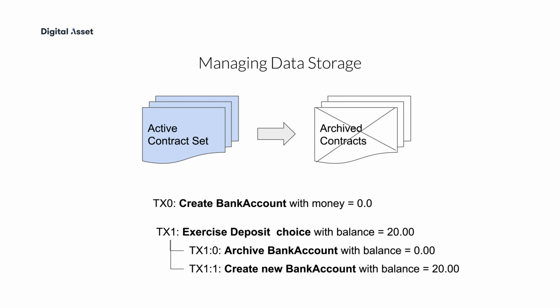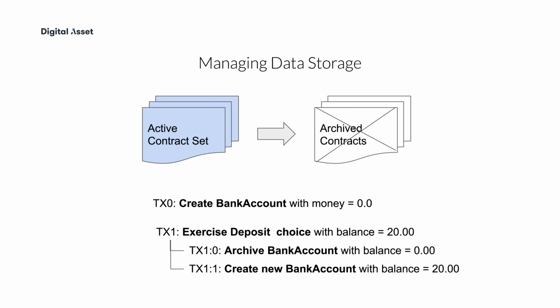For example, let us say we want to create an account and deposit $20 in it. So transaction 0 creates an account contract, which becomes an active contract. Then another transaction is carried out to deposit some money in it. This has subtransactions, exercising the deposit choice on the account contract, which further has a subtransaction of archiving the old account contract and creating a new account contract with $20 in it. At the end of these transactions, we have one active contract for the bank account with $20 in it and a history of the transactions carried out before it was created.